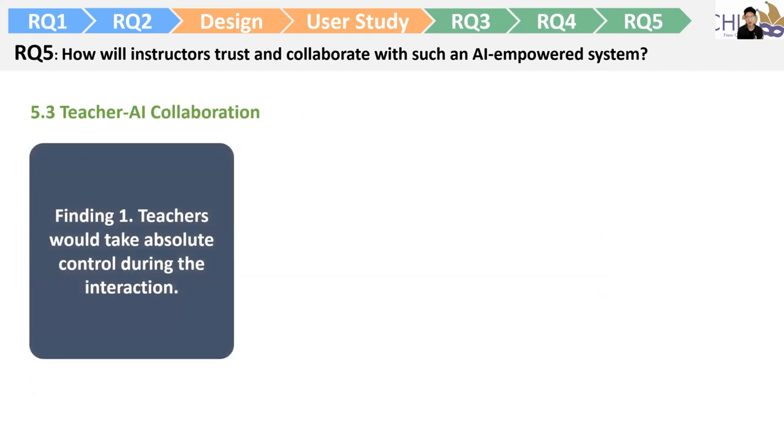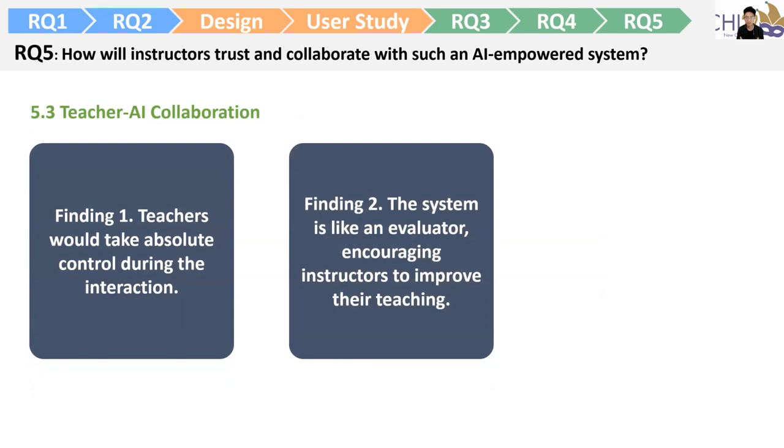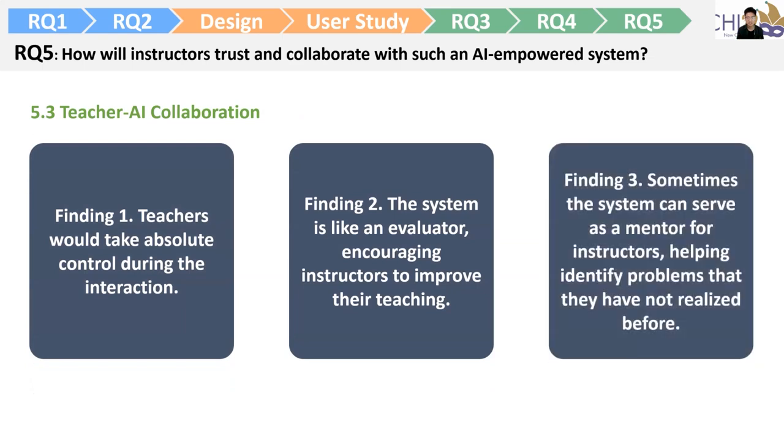Besides the trust issue, we got some interesting findings of how instructors collaborate with the AI-empowered system. First, they would take absolute control during the interaction. Second, the system is like an evaluator, encouraging instructors to improve their teaching. Third, sometimes the system can serve as a mentor for instructors, helping them identify problems that they have never realized before.